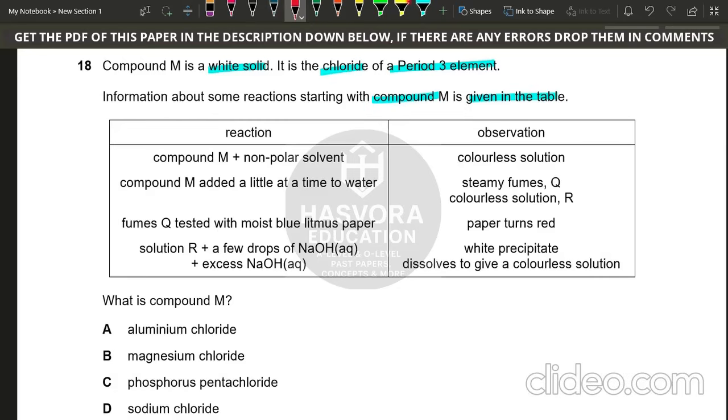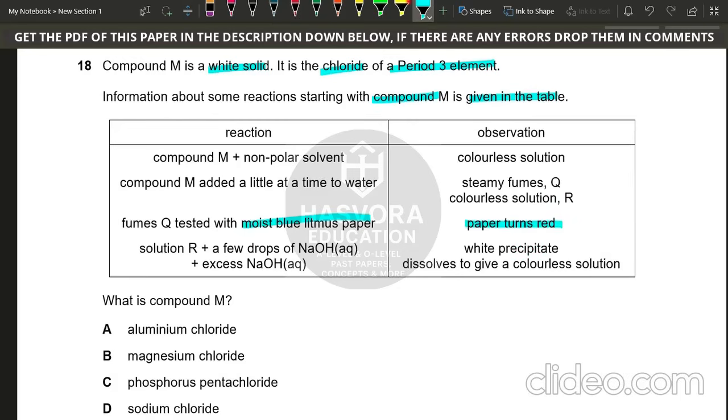So compound M is first of all added to a non-polar solvent. It gives you a colorless solution, and then compound M is added a little at a time to water, so steamy fumes Q are seen, and the colorless solution becomes R. Fumes Q tested with moist blue litmus paper turn it red. Now this is an important point, because it tells you that the fumes Q are acidic.